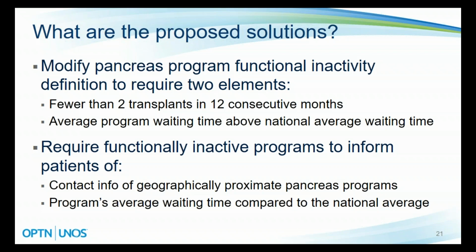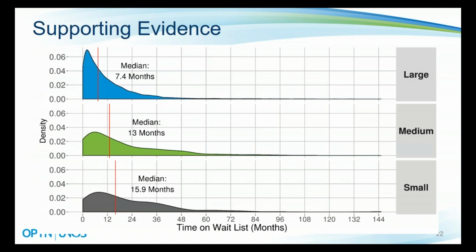Providing this additional information should be a disincentive to small programs who are slower in transplanting patients, and it should also empower patients to make informed decisions about their transplant care, and hopefully will increase the volume for the small programs and shorten waiting time for those patients to avoid sending this letter. Next slide.